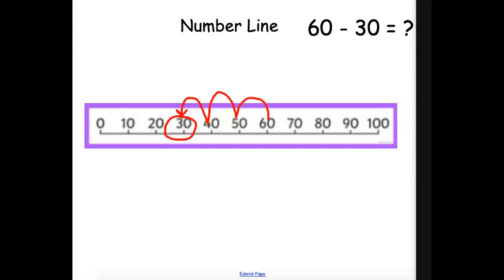Watch again. For subtraction, we go backwards. We start at the big whole number, and we make jumps of 10. 10, 20, 30. The number we land on is our answer. So 60 minus 30 equals 30.